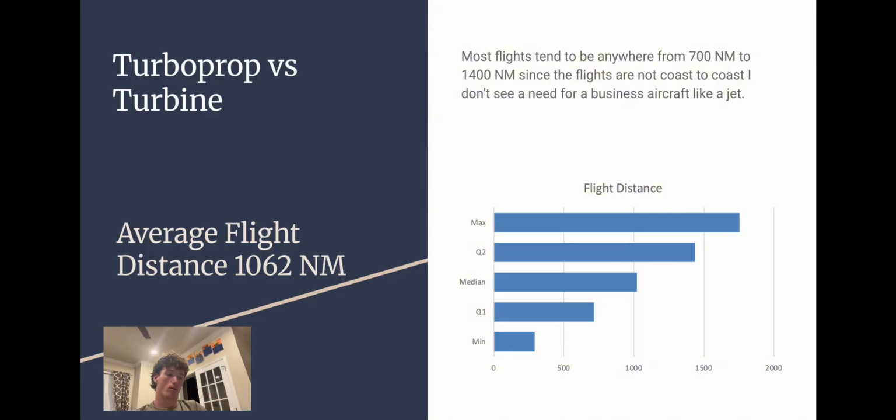But we can tell that most of our flights range from 700 to 1,400 nautical miles, where I would say a turboprop would probably be better because you're not going completely cross country. You're going maybe Dallas to Las Vegas, which I know is 900 nautical miles, or, off the top of my head, South Florida to the Carolinas, or maybe Virginia, or New York to Tennessee, something like that, where you could use a turboprop.